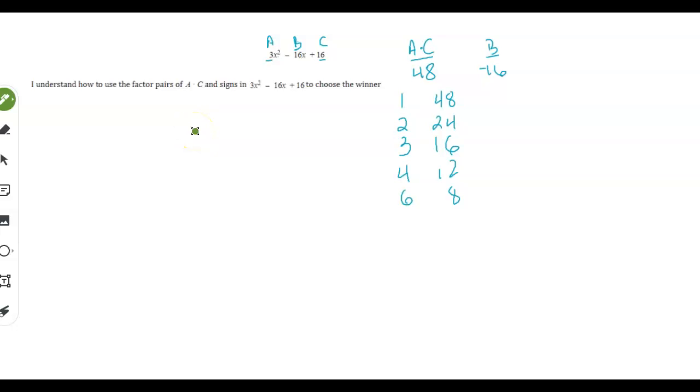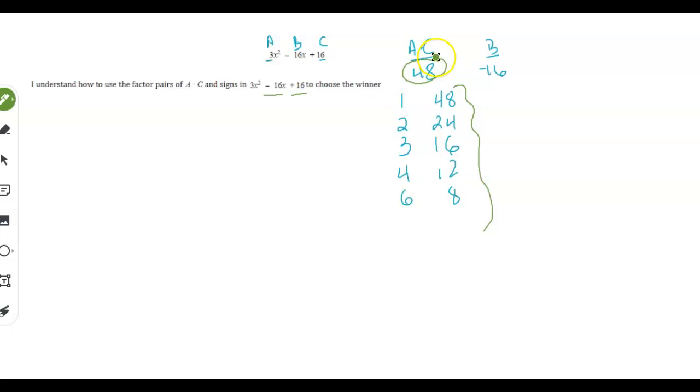Now for the part where we have to do the most thinking. We need to look at all these different factor pairs we created, and we have to try and figure out how to use the signs on the B and the 16 to use these things correctly. Here's the thing. The numbers in AC need to multiply to make a positive 48.